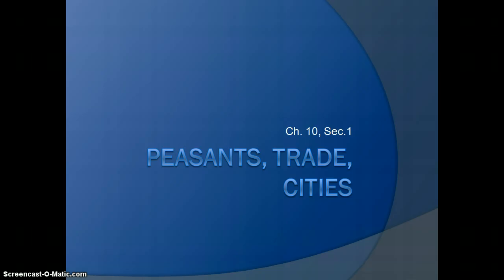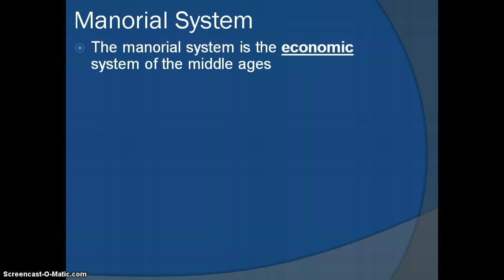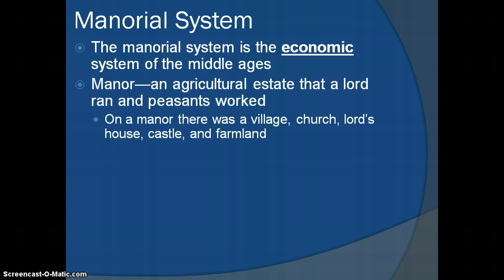Our next section we're going to look at is Peasants, Trade, and Cities. This is Chapter 10, Section 1. And we're going to talk about the manorial system. The manorial system is going to be the economic system of the Middle Ages. So feudalism was the political and the social. The manorial system is going to be the economic system. A manor is going to be an agricultural estate that a lord ran and peasants worked.